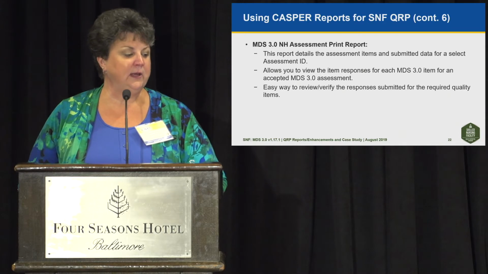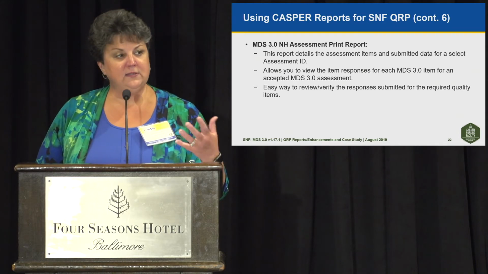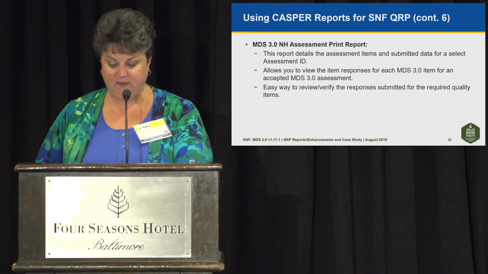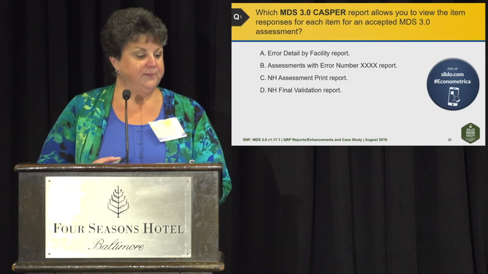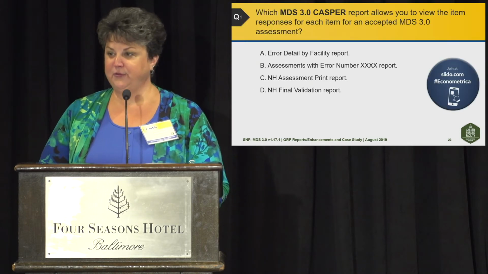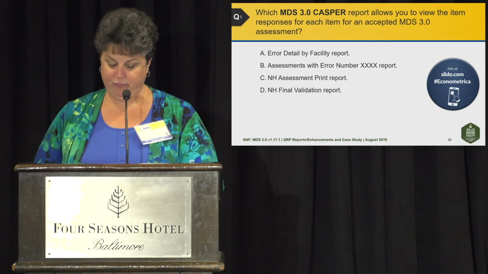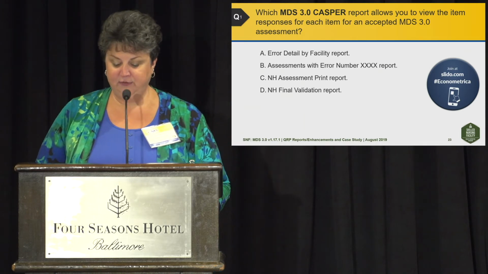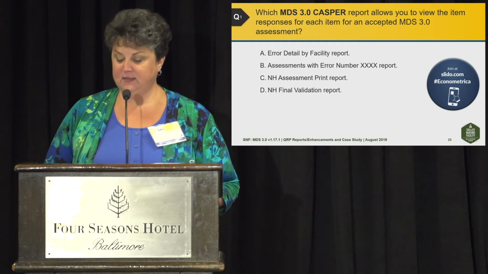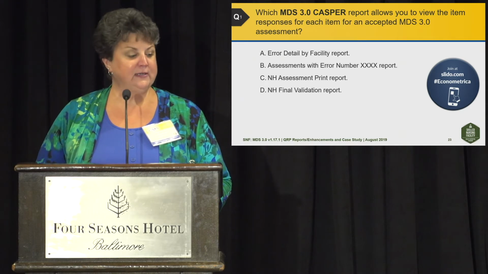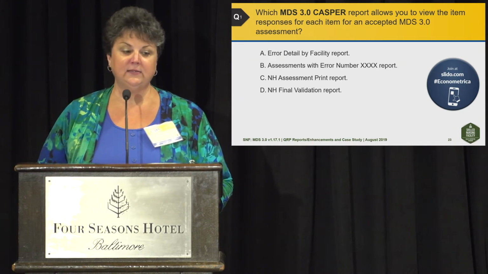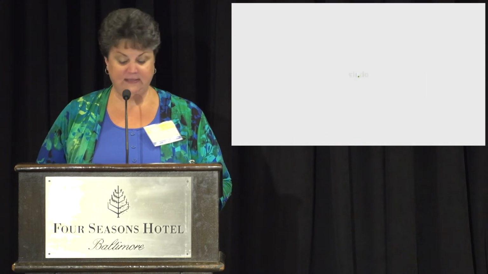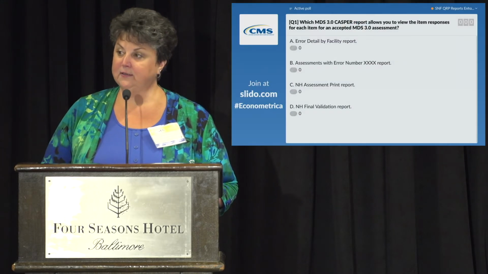Again, it's an easy way to take a look at the assessments and verify that the correct information is in there. So here's my first polling question for you guys. Which MDS 3.0 CASPER report allows you to view the item responses for each item for an accepted MDS assessment? Is it A, the error detail by facility report?